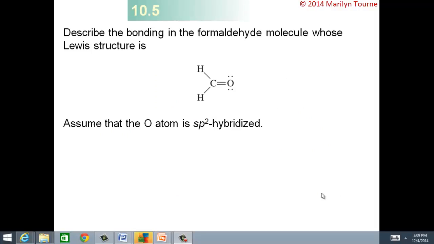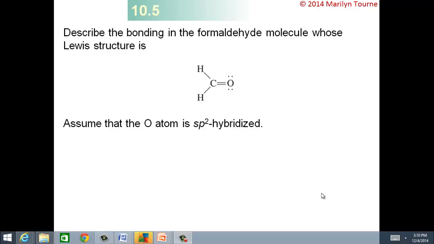Okay, let's do a quick example. This is 10.5 in your book. Describe the bonding in the formaldehyde molecule whose Lewis structure is this. They want you to assume that the oxygen atom is sp2 hybridized. So if we follow the same procedure that I just explained, you can solve it this way. So there's 3 pairs of electrons around the carbon atom. That means that that carbon atom has to have a trigonal planar geometry. Recall the shapes back when we were talking about the VSEPR model.